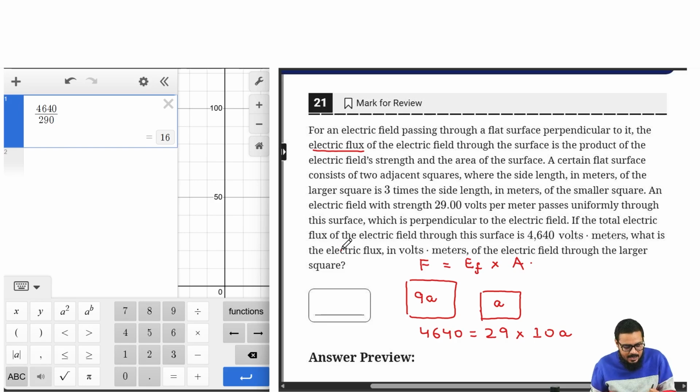So I know the value of A. A is basically equal to 16. So if A is 16, this is 16, and this would be 16 times 9, 144.